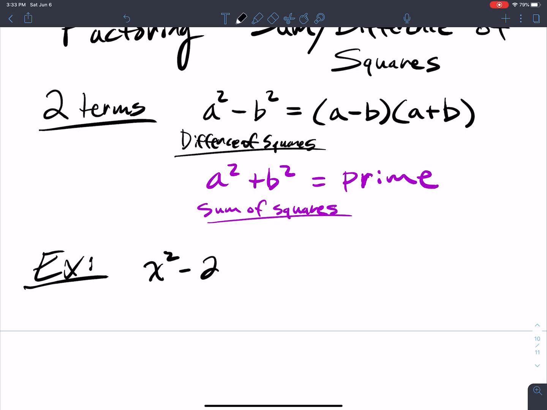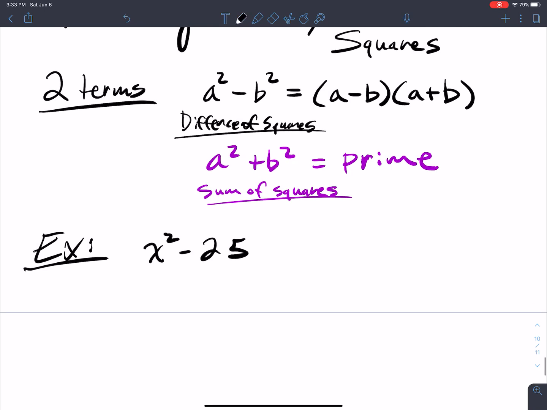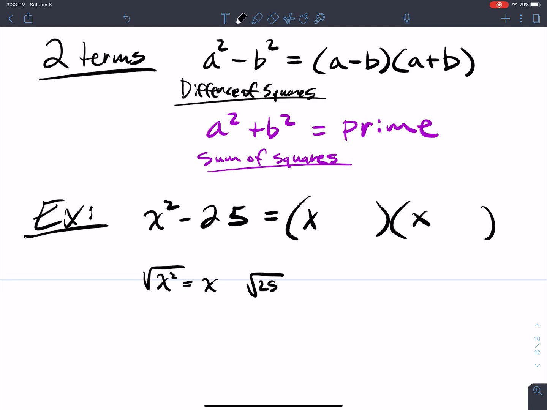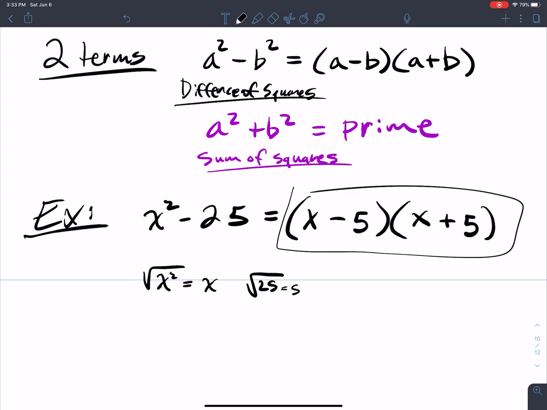x squared minus 25. Is this a sum or a difference? Well, there's a negative in between, so it's a difference of squares. Literally all we do: I have an a squared term here, so I need to take the square root of each piece. What is the square root of x squared? That's equal to x, assuming the variable's positive. And the square root of 25 is 5. So I'm going to have x minus 5, x plus 5. And that's your answer.